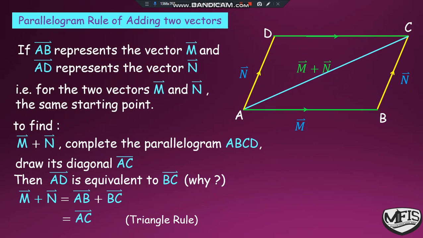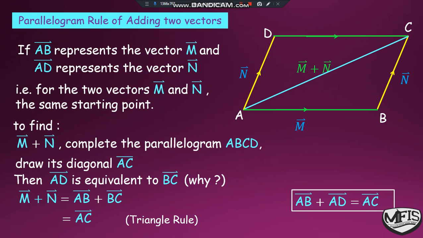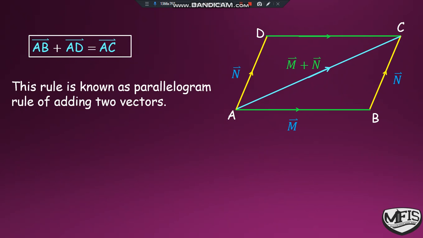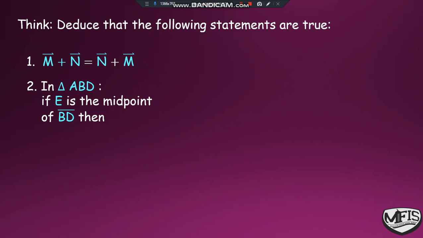And this is from the triangle rule. AB plus AD equals AC. This rule is known as the parallelogram rule of adding two vectors. AB plus AD equals AC, the diagonal of the parallelogram. Is M plus N equal to N plus M? Of course, yes, M plus N equals N plus M from the parallelogram rule.